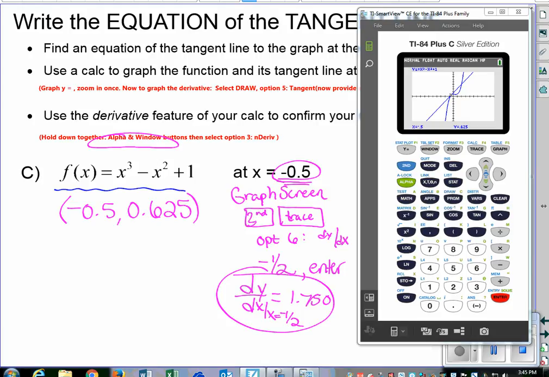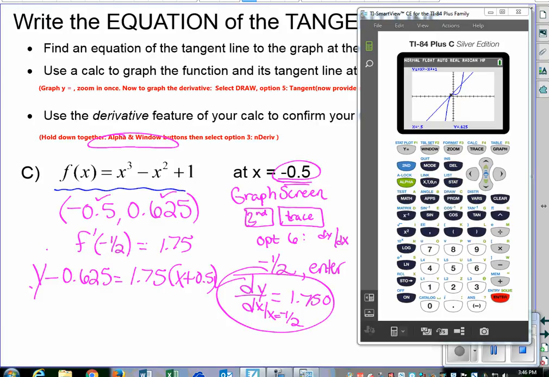as an original ordered pair. And I know my slope at negative 1/2 is 1.75, which we got from the graphing calculator. So y minus the y value of 0.625 is equal to 1.75, my slope, times x minus a negative, which will turn out to be plus 0.5, this x value there. And this is the equation of the tangent line.